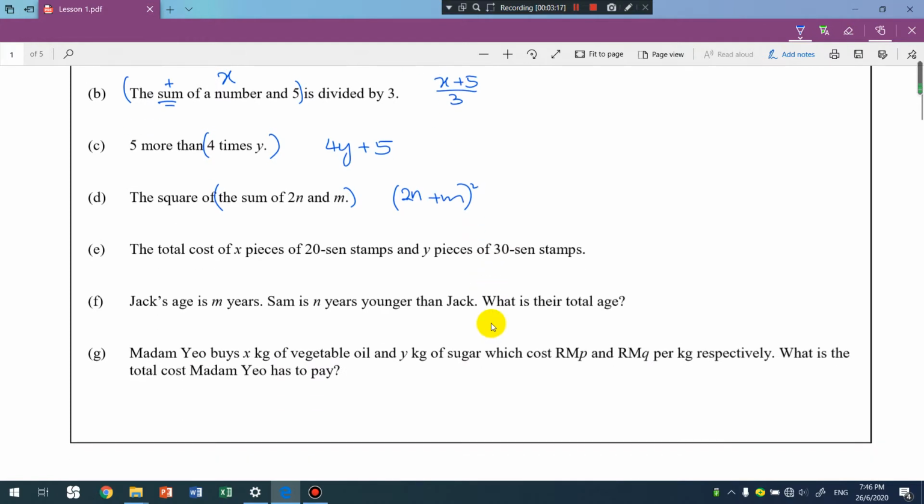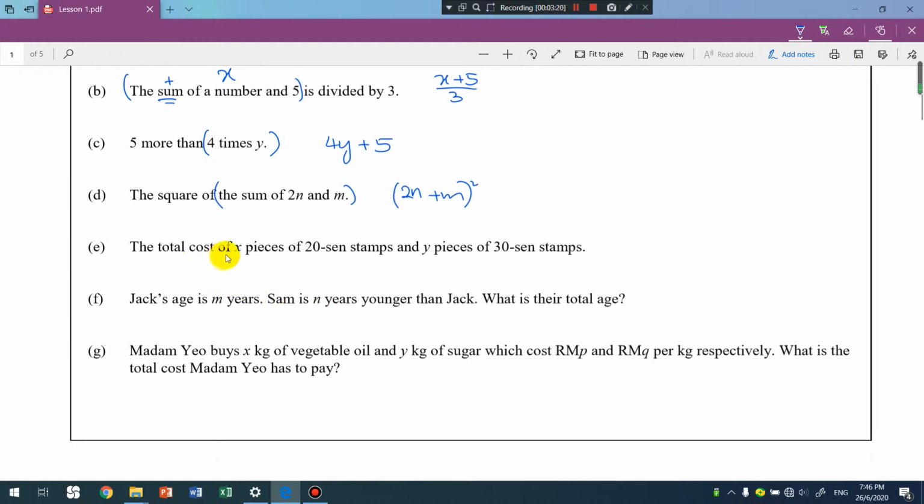Okay, so let's go to the next one. The total cost of x pieces of 20-cent stamp and y pieces of 30-cent stamp. If one piece of 20-cent stamp, 1 times 20. 2 pieces, 2 times 20. 3 pieces, 3 times 20. Now we have x pieces, so x times 20. But normally we do not write the variable in front of a number. In this case, we will just write 20x. 20x means 20 times x.